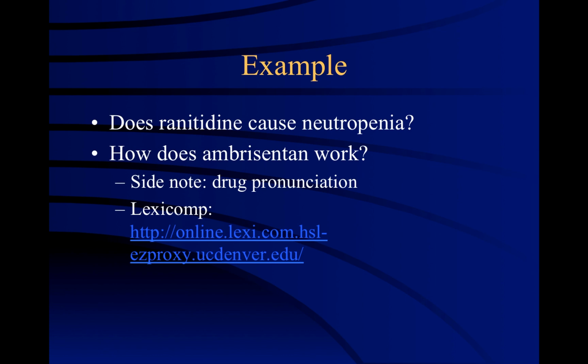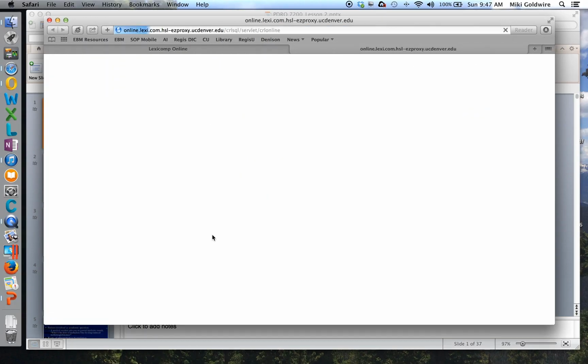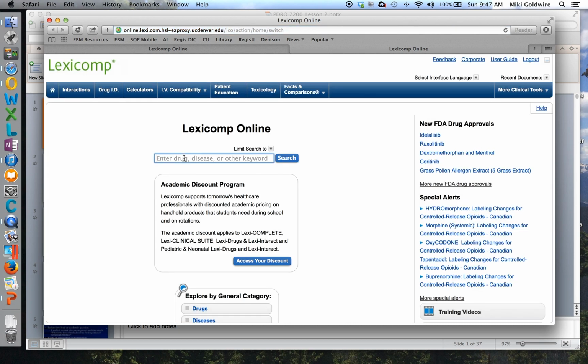Now, I did want to take a little side trip to talk about drug pronunciation. As pharmacists, we are looked up to as the drug experts, so we need to make sure that we understand how to pronounce drug names. One of the best sources to use to hear the pronunciation of a drug is Lexicomp. So let's go visit Lexicomp. So I may just show you this real quickly. Again, Lexicomp is available to pharmacy students only, so make sure you bookmark the URL. You just type in the drug name into the search field.